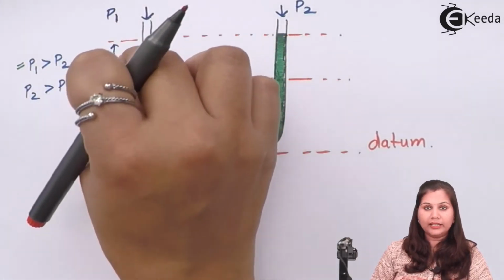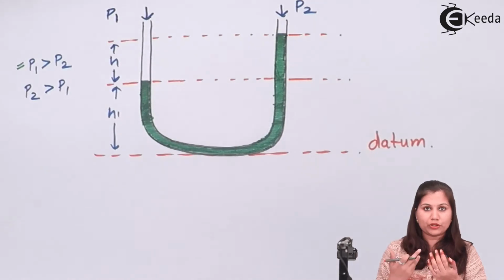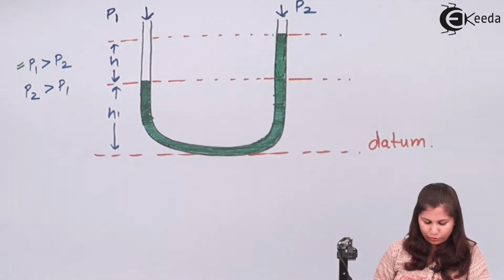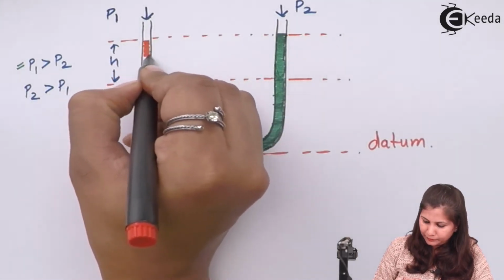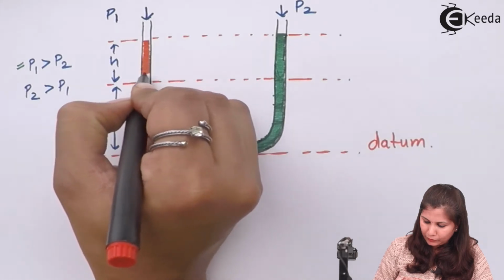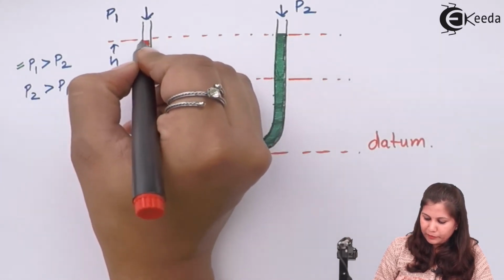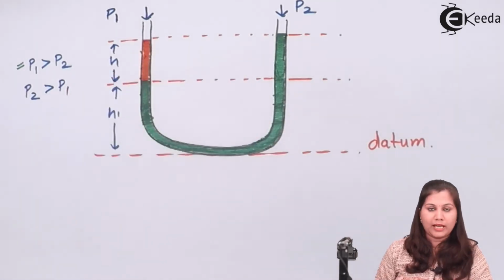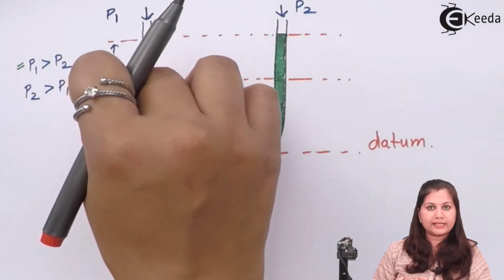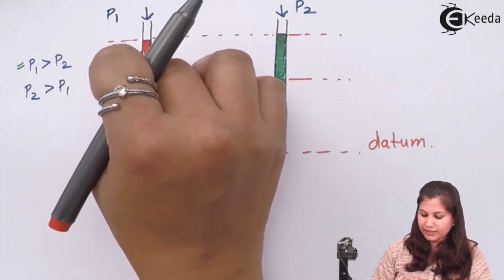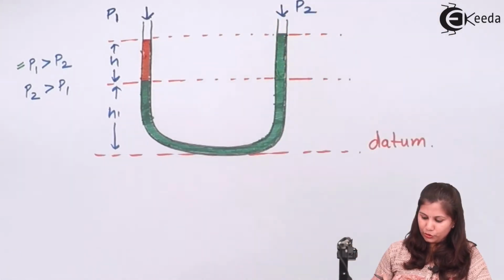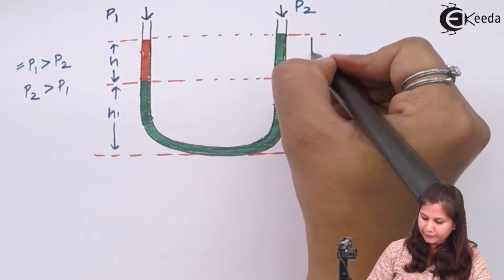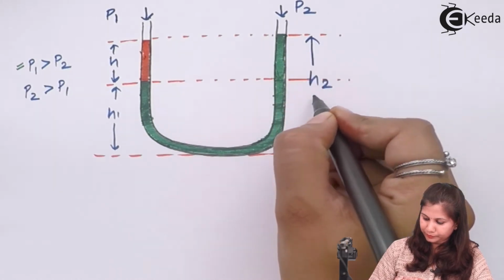So H1 is this height of the mercury liquid on the left side, and H is the height of the liquid whose pressure we want to measure. So we are going to mark this liquid with the red color. So this is the liquid whose pressure we want to measure. As soon as we have applied this liquid which has some pressure, the fluid is displaced in this direction. So this total height is coming out to be H2.